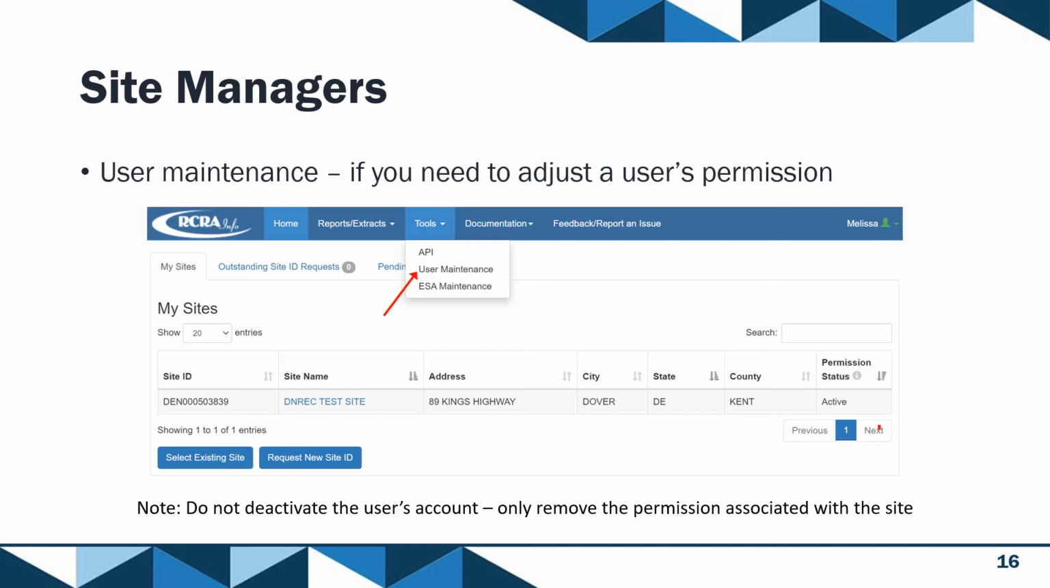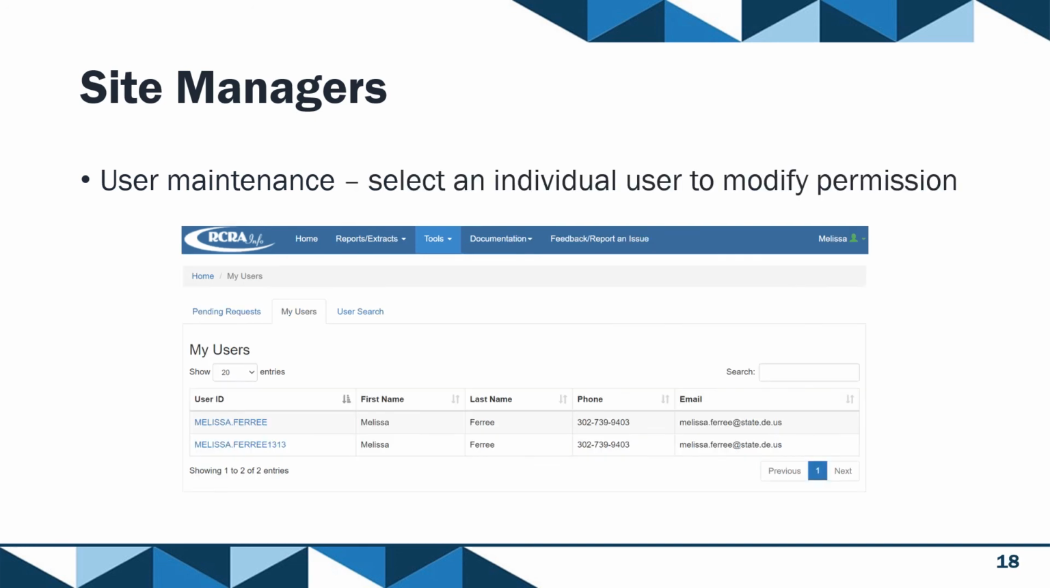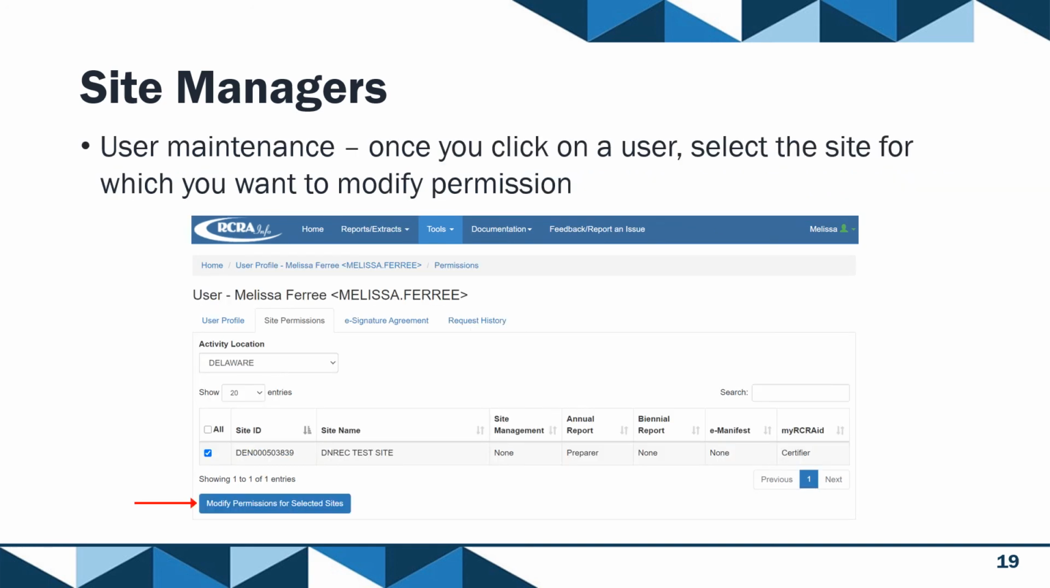So you can see across that top blue bar, there's a tools button and then there's a link to user maintenance. So if you click on user maintenance, the first thing you'll see are any pending requests you have for users that have requested permission. And then next to that, you'll see my users. If you click my users, it will show you a list of your users that have access to your site. So once you click on a person's name, you can select the site for which you want to modify permission.